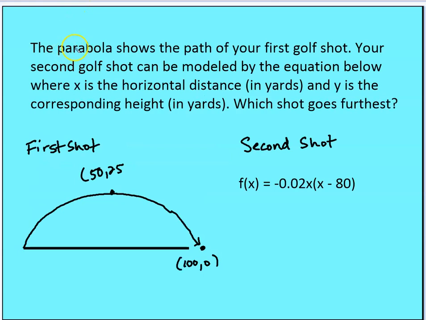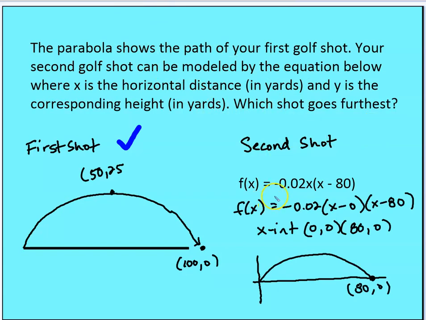Right, so here's an example of a real-life problem. The first parabola shows the path of your first golf shot. So I hit a golf ball, it travels in the arc of a parabola. The second golf shot is modeled by this equation, which is really just intercept form, because I can say this is minus 0.02 times (x minus 0) times (x minus 80), where x is the horizontal distance in yards and y is the corresponding height in yards. Which shot goes the furthest?